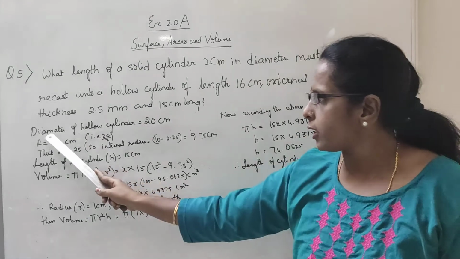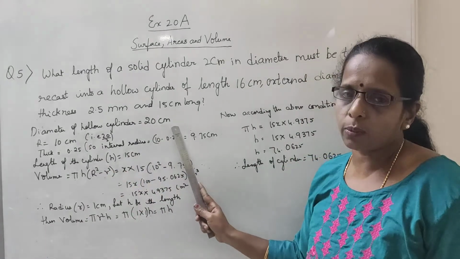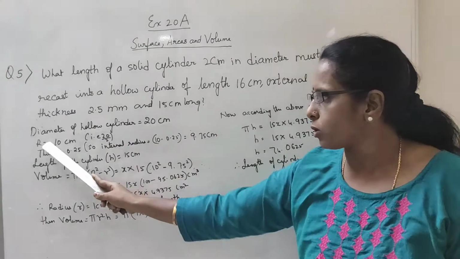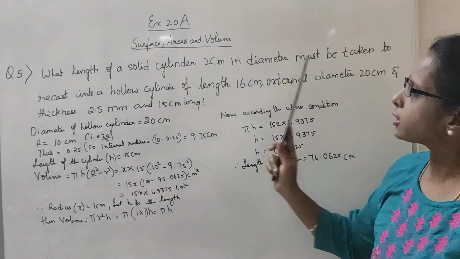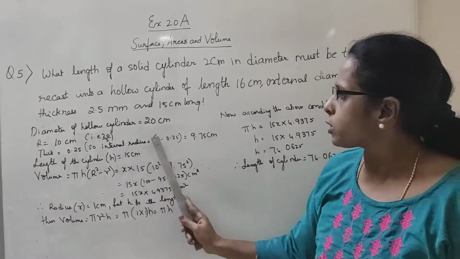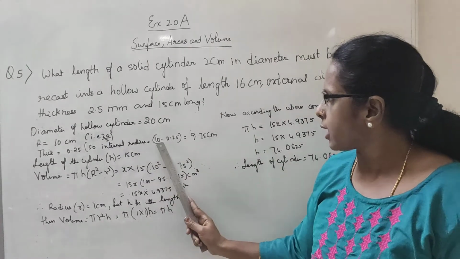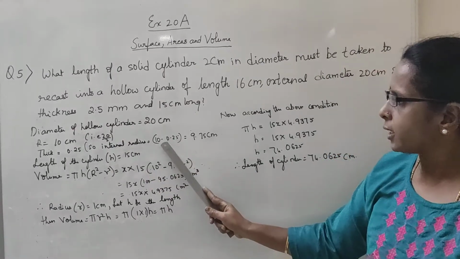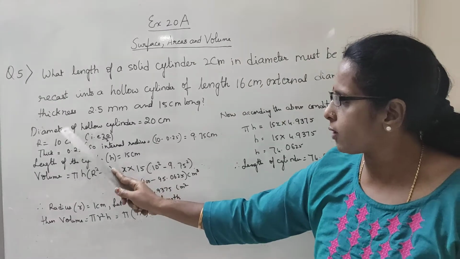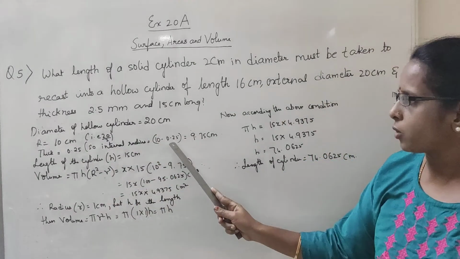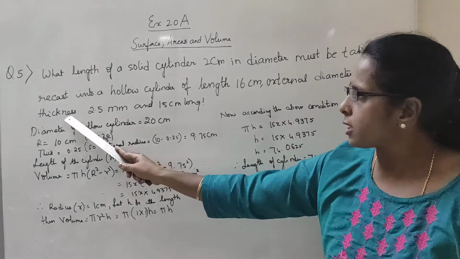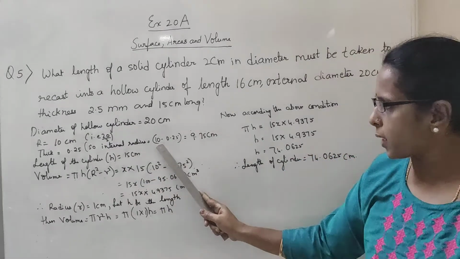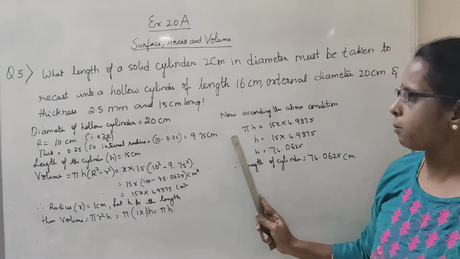So children, here the diameter is given as 20 centimeters. To find the radius, we divide 20 by 2, that is equal to 10 centimeters. And here, for the thickness, they have given two radii. The first one is 10, the other one is 10 minus the thickness. How did we get 10? That is the radius R1. We will name the next one R2. So 10 minus the thickness, how much will it be? The thickness is 2.5 millimeters. When we subtract that, we get 9.75 centimeters.